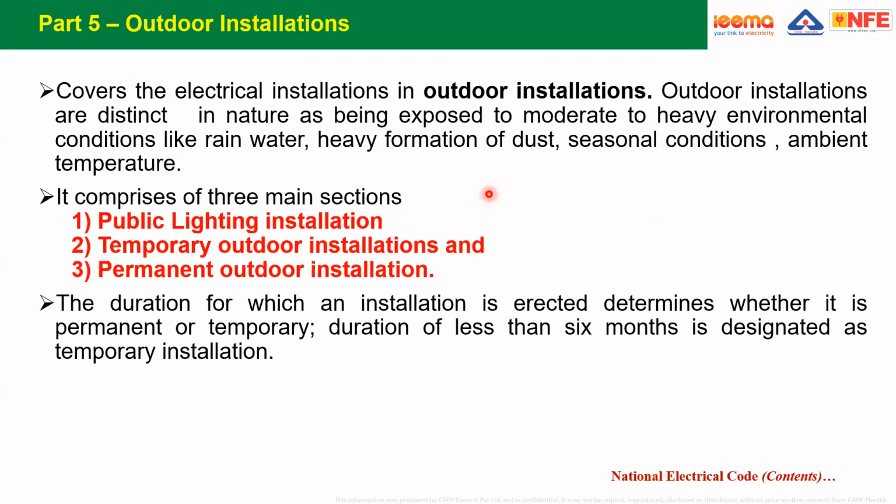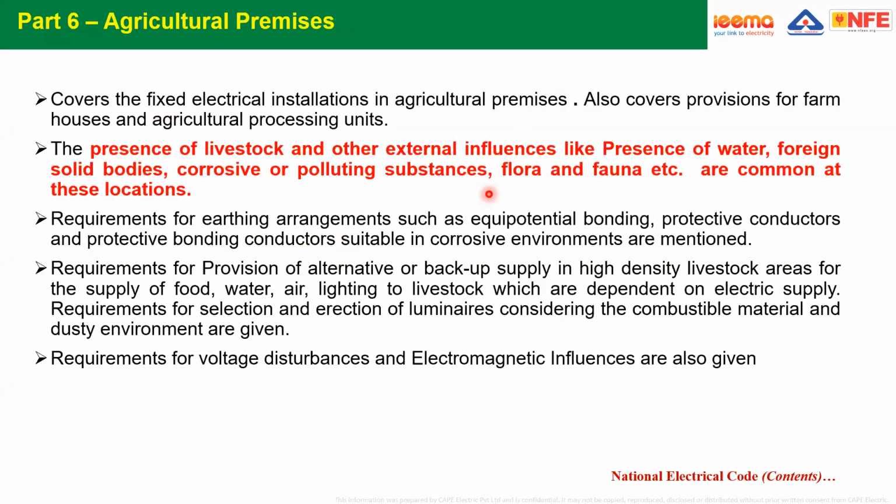Part 5 talks about the outdoor installation. Here, the subjects covered are public lighting installation, temporary outdoor installation, and permanent outdoor installation. Special requirements such as requirements against dust, water, rainwater, then seasonal conditions, ambient temperature, all these are included in addition. Part 6, agriculture and horticulture premise, where the presence of livestock and other external influences like presence of water, foreign bodies, corrosive or polluting substances, flora, fauna, all these are located in these areas. So those special requirements are included in part 6.